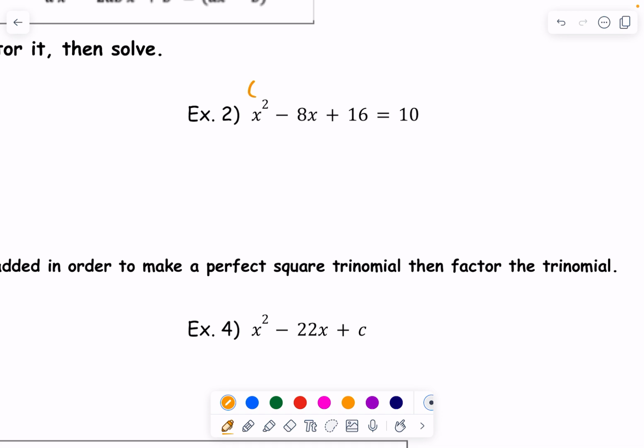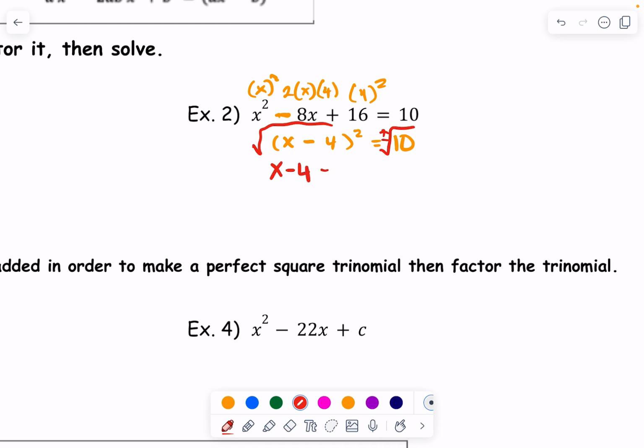This is just a perfect square of x. And this is just a perfect square of 4. So is the middle 2 times x times 4? And heck yeah, it is. So we have our perfect square trinomial, which is made with an x and a 4, and our sign of the middle is negative. So we now will take the square root of both sides, plus or minus, and then x minus 4 is equal to plus or minus radical 10.